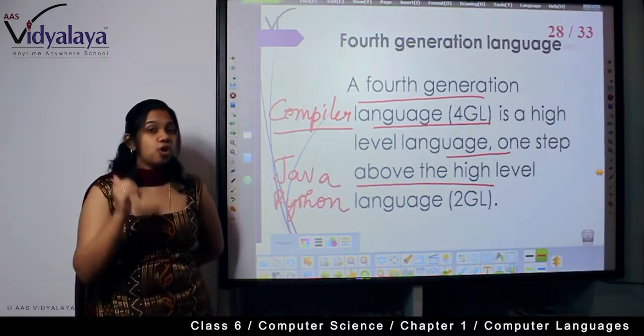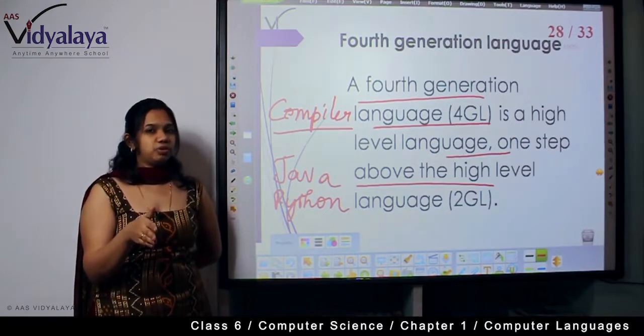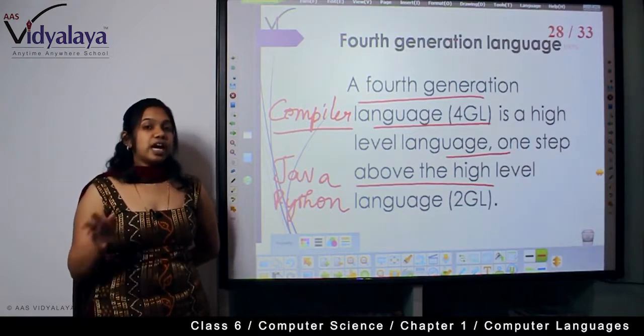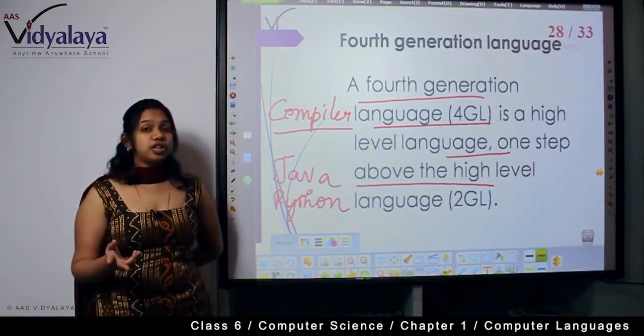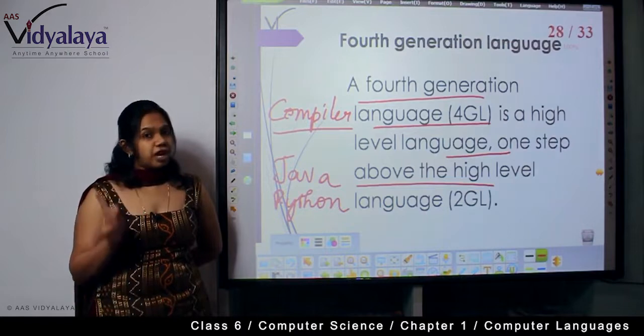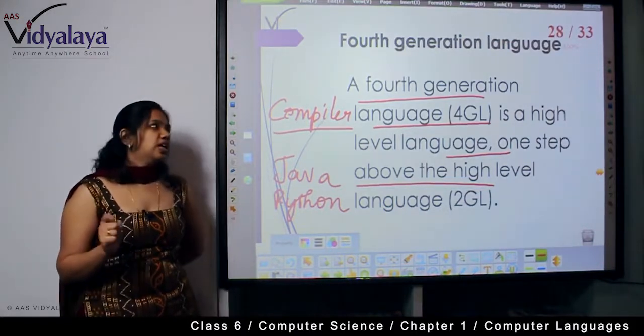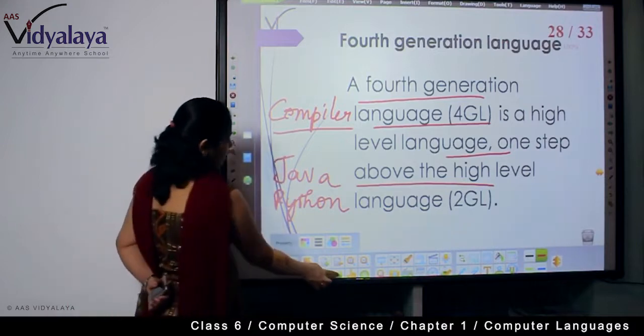It's not going to be only for the third generation computers. It is also going to be for the fourth generation computers. So it can be used in both of the computers and it needs only one translator. What is the translator called as? A compiler.